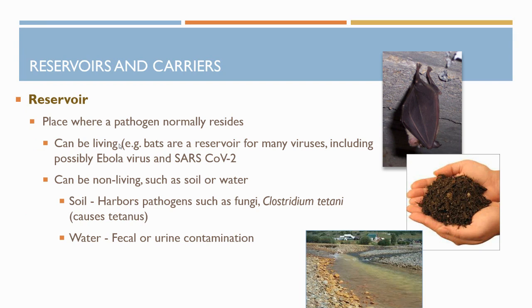So reservoirs and carriers. Reservoirs are a place where the pathogen normally resides. This is where I can be exposed to it because this is where I find it in the real world around me. It can be a living reservoir. For example, bats, who have all sorts of coronaviruses, are not impacted by the virus. The virus does not affect them. They just carry it and therefore can spread it to susceptible individuals. It can be non-living reservoirs like soil or water.